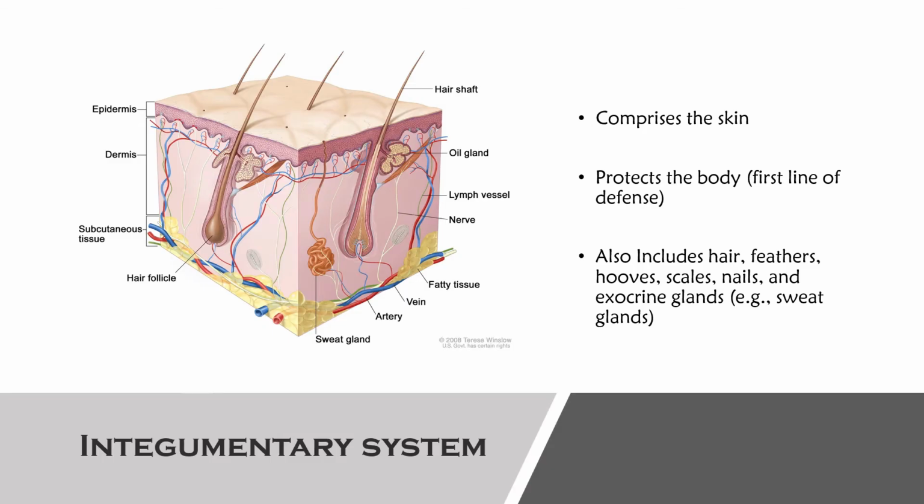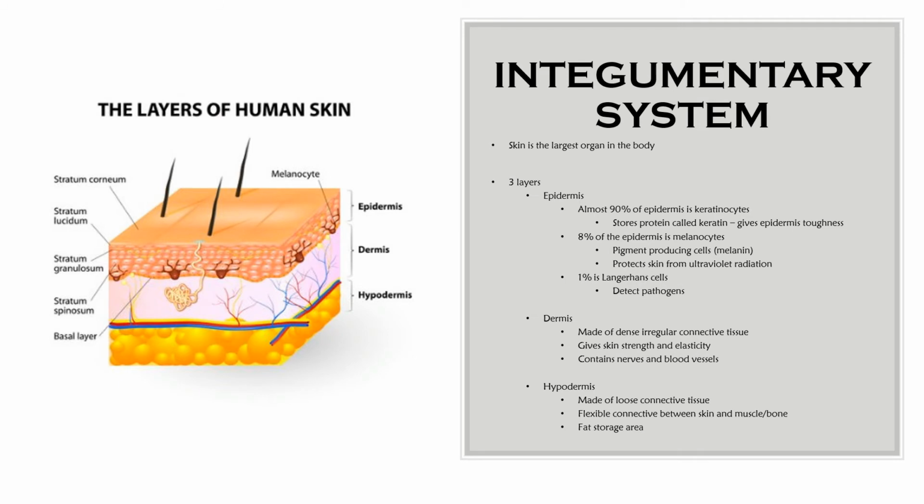Moving on to the integumentary system, this comprises the skin. It's basically the body's first line of defense towards any danger or threat, such as pathogens, sunburn, things of that nature. It includes hair, feathers, hooves, scales, nails, and exocrine glands, like your sweat glands. The skin is the largest organ of the body.